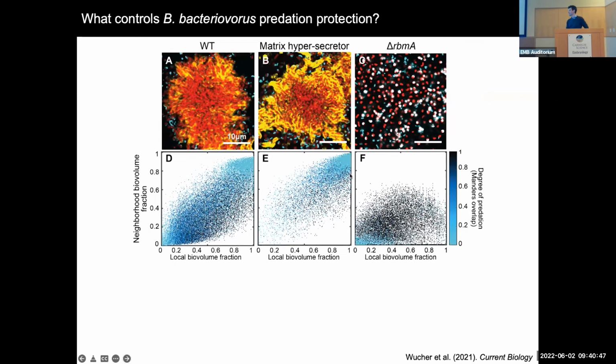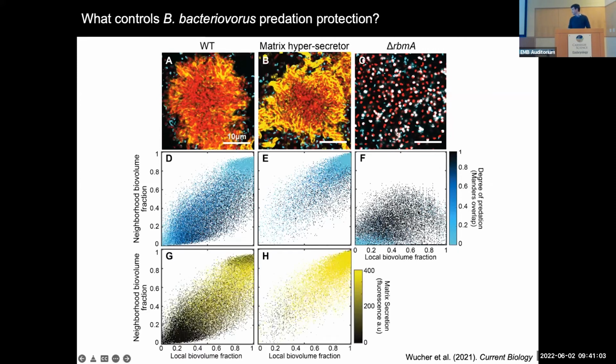We see that again with this hypersecreting strain, but most of the cubes are up there because it's making more matrix and they're more packed together. The mutant, on the other hand, is faring quite poorly, and it never reaches that packing fraction on the large scale, and most of them are dead. Okay, so we can analyze these data formally, statistically, and in fact, local biovolume fraction doesn't predict predation susceptibility at all, whereas neighborhood does.